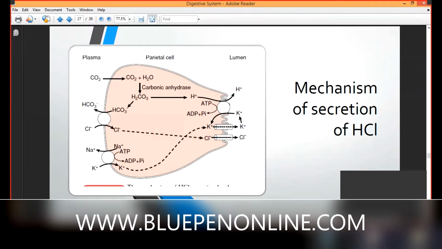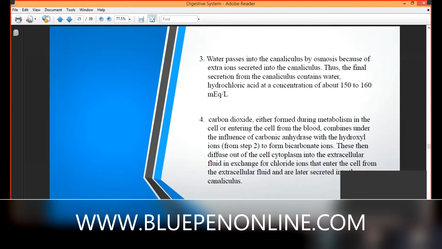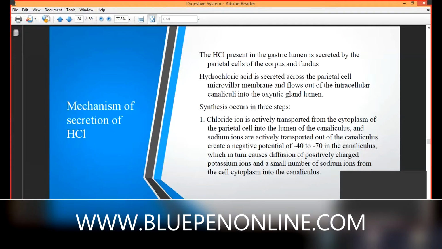Can you see the screen? I can see the mechanism of secretion of HCl. HCl present in the gastric lumen is secreted by parietal cells of the stomach. It occurs in 3 steps.